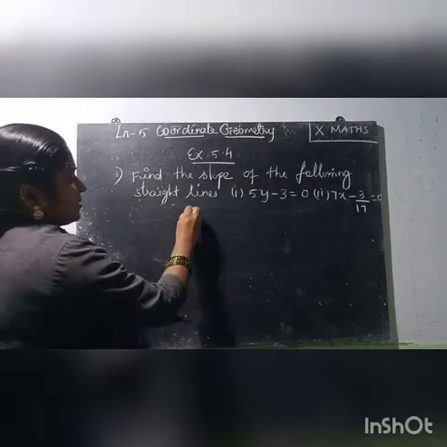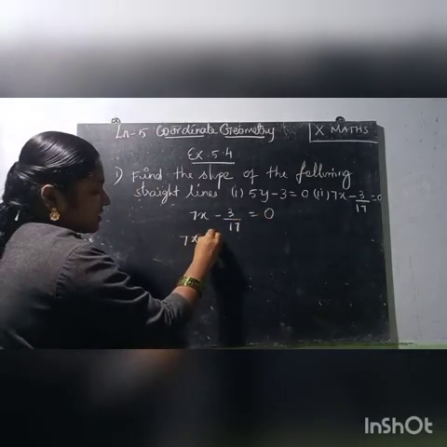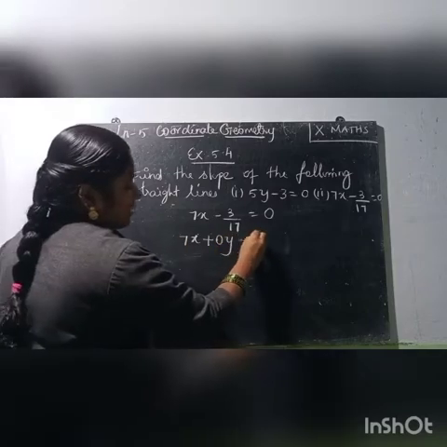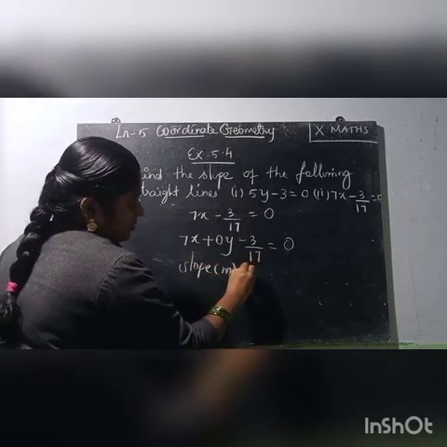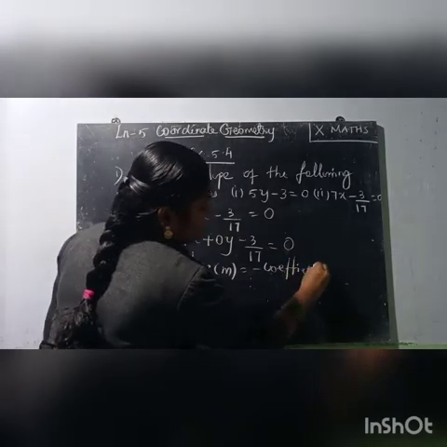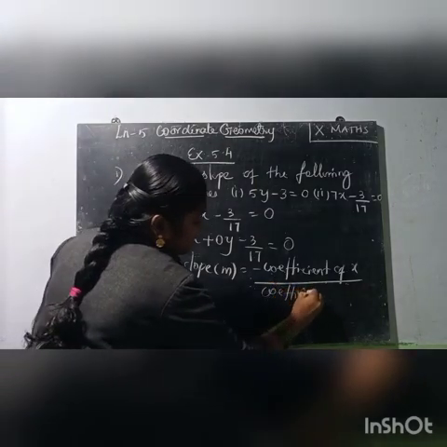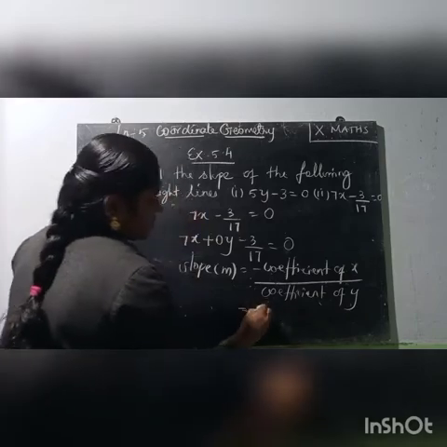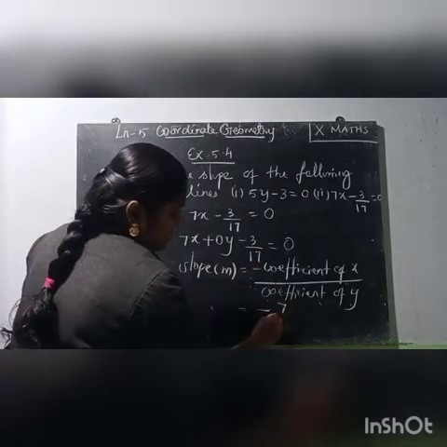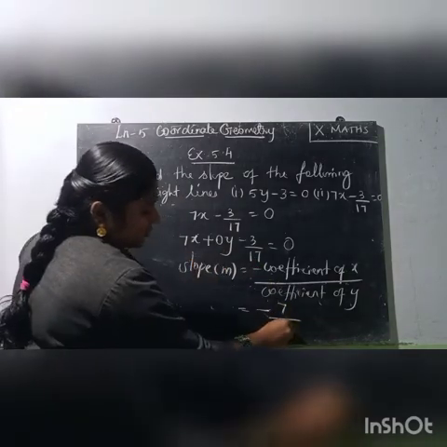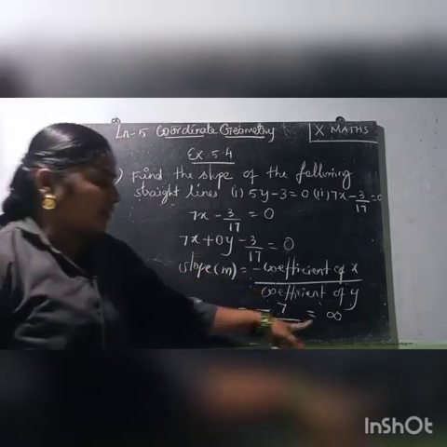Then second sum, 7x minus 3 by 17 equal to 0. Now there is no y term, so we can consider 0y, then minus 3 by 17 equal to 0. Then slope equal to minus coefficient of x by coefficient of y. So now minus, see what is the x coefficient? 7. So this is minus 7 divided by y coefficient, which is 0. Number by 0 we know that is undefined. So mention infinity. Number by 0 is always infinity.